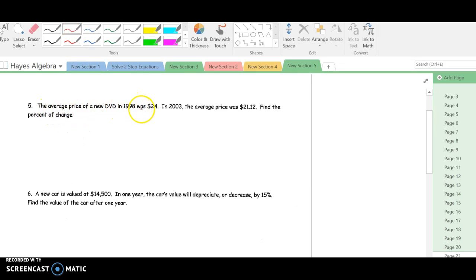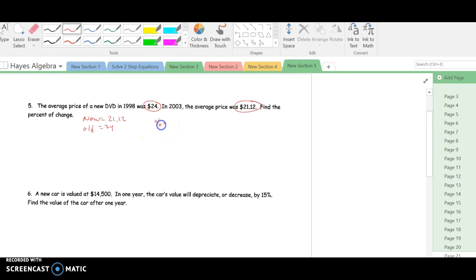The average price of a new DVD in 1998 was $24. In 2003, the price was $21.12. Find the percent change. Well, we know the new price is $21.12. We know the old price, or the original, was $24. So right away, is this going to be an increase or a decrease? You should recognize it as a decrease.